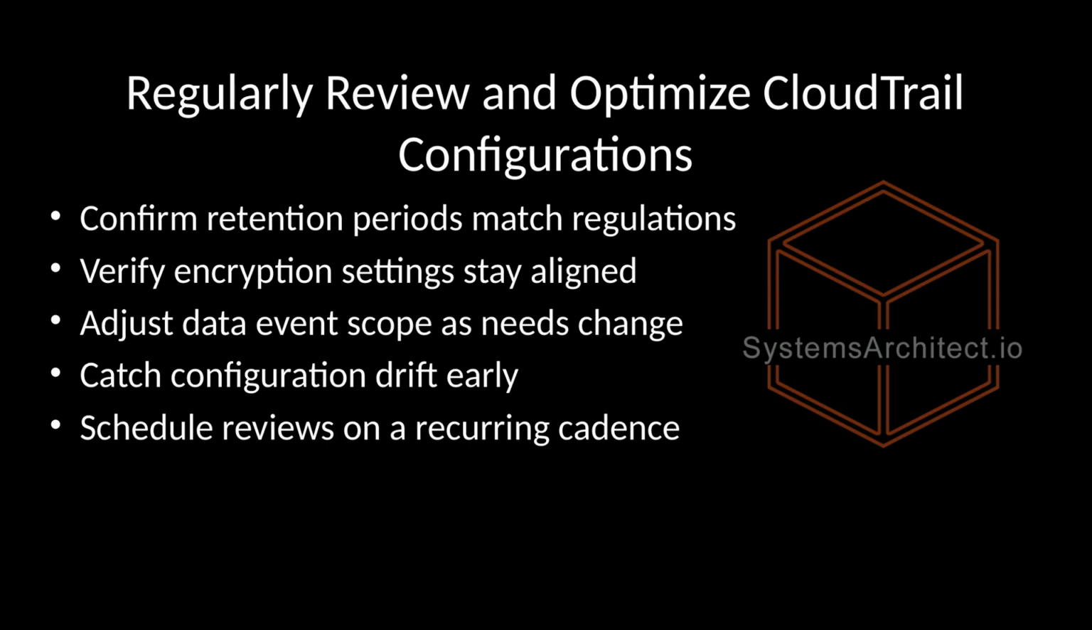11. Regularly review and optimize CloudTrail configurations. CloudTrail configurations are not a set-it-and-forget-it exercise, since your resources, compliance obligations, and cost tolerance all change over time. Periodic reviews confirm that retention periods, encryption settings, and data event scope still match what is actually sensitive today. These reviews also catch configuration drift, such as a trail accidentally scoped down after a restructuring. Put configuration review on a recurring calendar cadence, such as quarterly.